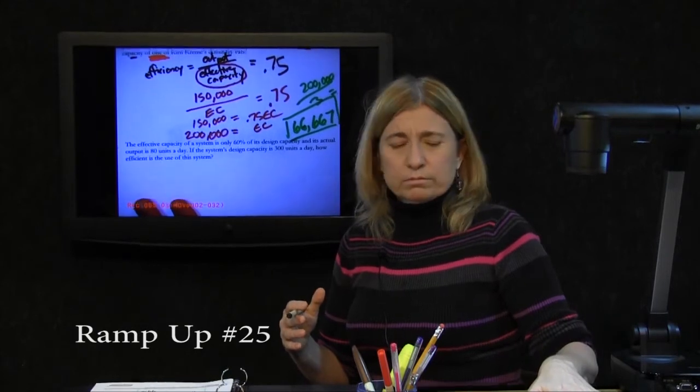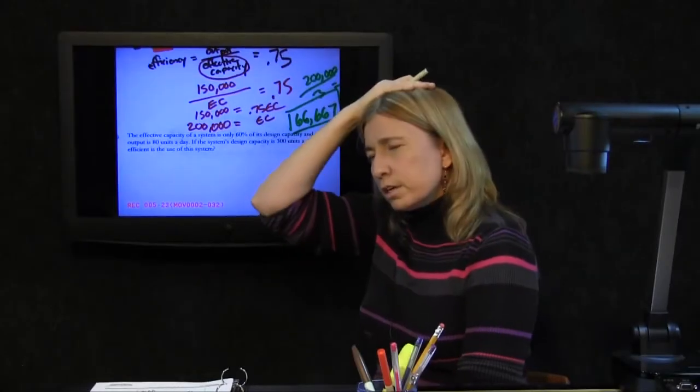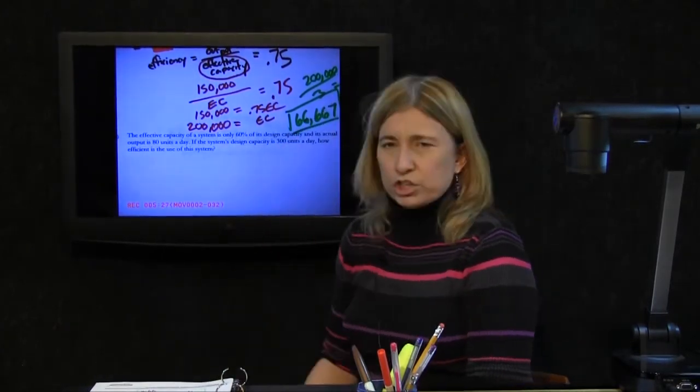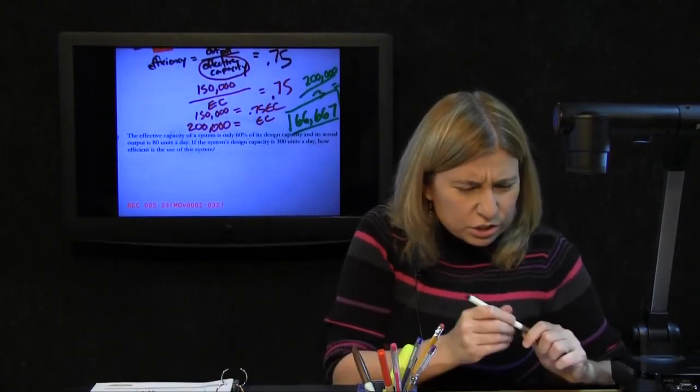Now, similarly, this next question, same thing. Small question. You think it would be simple? Just take it in steps. The effective capacity of a system is only 60% of its design capacity. So here we go again with information about effective and design. Actual output 80, design capacity 300. Now here it does sound like it wants the result of a formula. How efficient is this system? Output over effective capacity.